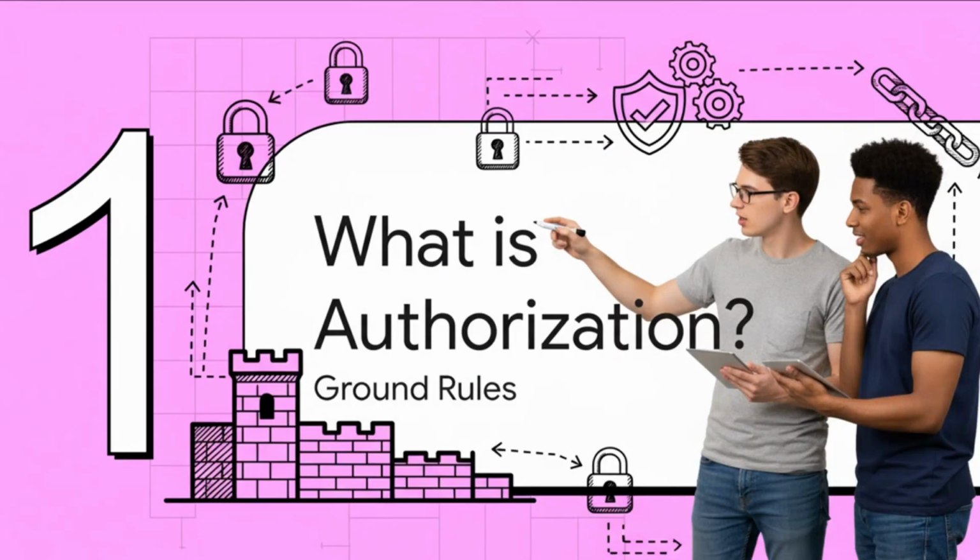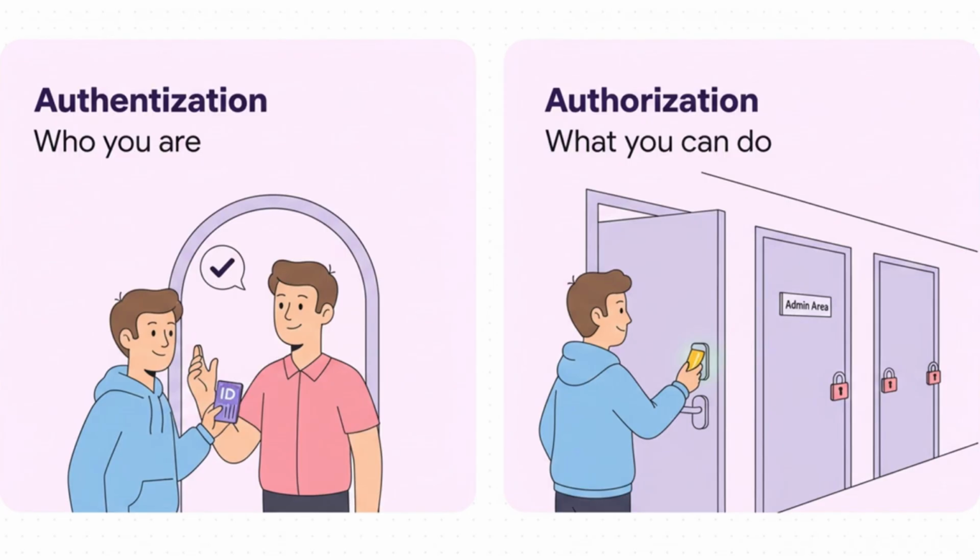All right, first things first. Before we can start building a secure app, we've got to get our definitions straight. We need to understand the ground rules, starting with the big one, authorization. It's super easy to get these two terms mixed up, but the difference is absolutely critical. Authentication is all about who you are. It's like showing your ID card to a bouncer to prove your identity. But authorization, that's about what you can do once you're inside. It's like having a special key card that only opens certain doors. Today, we are all about that key card.